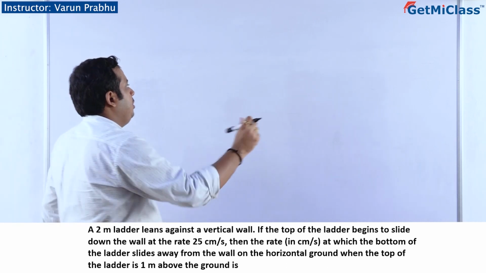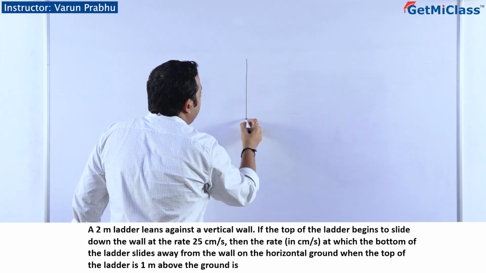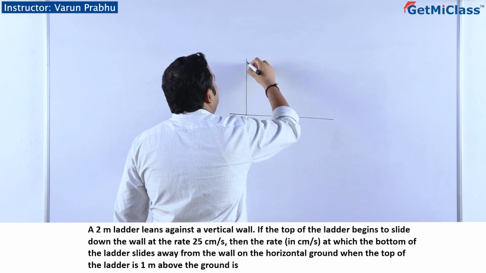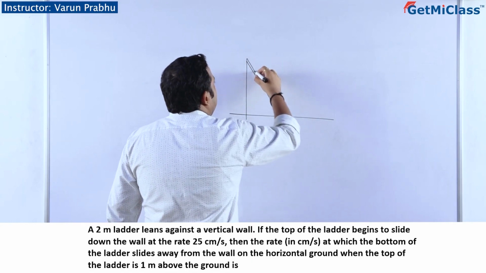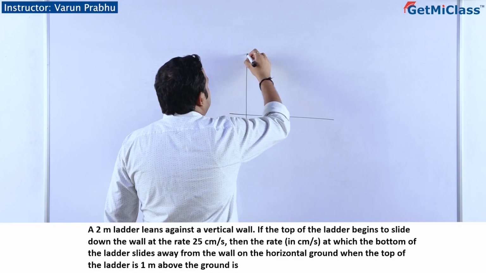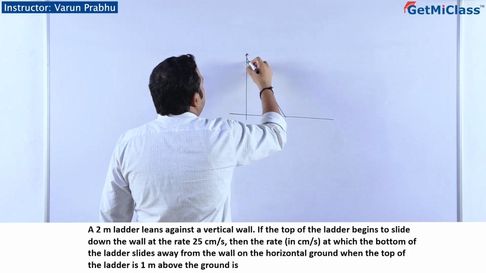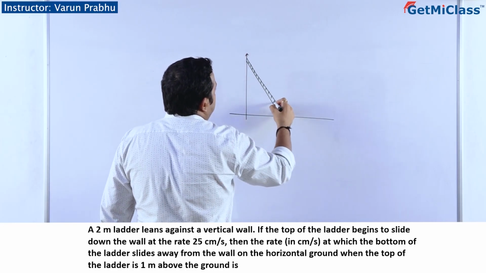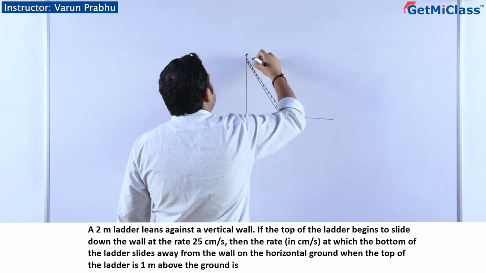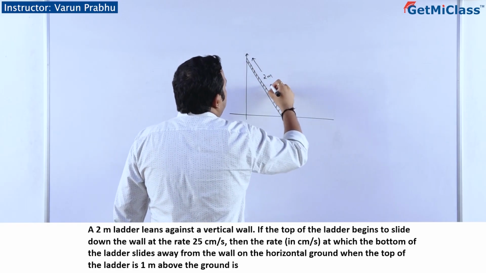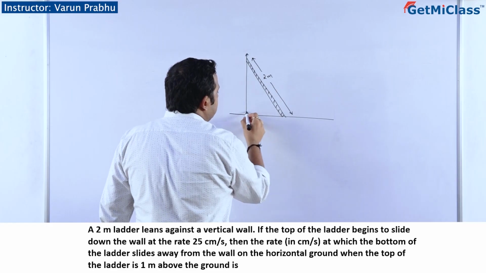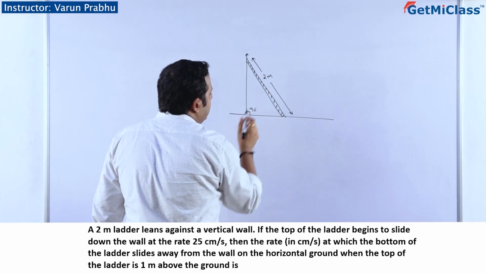If you look at this question now, what is told in the problem? There is a 2-meter ladder like this. A ladder 2 meter long is resting against a wall. So this is the ladder, length of the ladder is given in the problem as 2 meters. A ladder 2 meter long is resting against the wall. Angle between the wall and the ground is 90 degree.